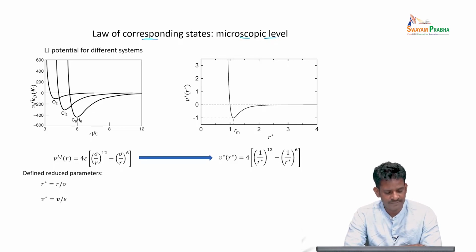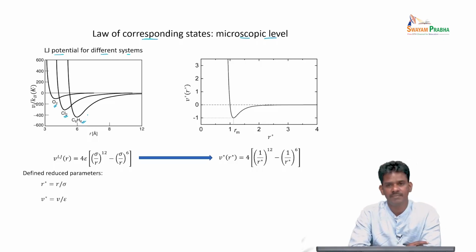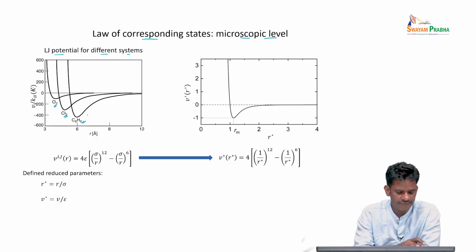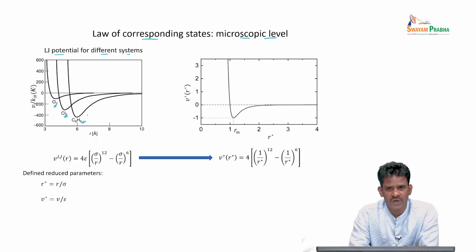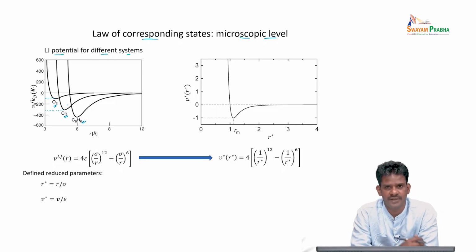To illustrate this point, what I have drawn on the left-hand side is the Lennard-Jones potential for different systems. For example, the first curve corresponds to oxygen, the second one to chlorine, and the third one to benzene. All of them are Lennard-Jones potentials, but they look different because for each of the species, the parameters epsilon and sigma are different. For example, for oxygen, the epsilon value is somewhere here, whereas for chlorine, it is a little higher in negative numbers.